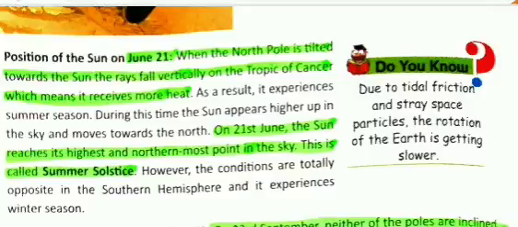During this time, the sun appears higher up in the sky and moves towards the north. On 21st June, the sun reaches its highest at the northernmost point in the sky. This is called the summer solstice. June 21st. Remember the date, children. However, the conditions are totally opposite in the southern hemisphere and it experiences winter season.